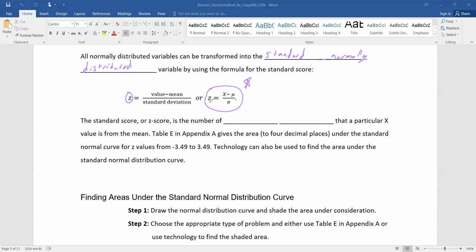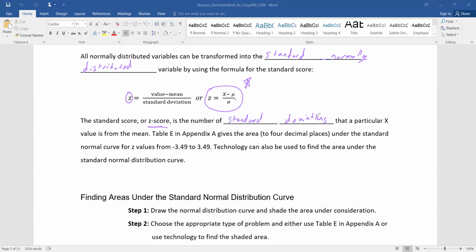And what the z-score again tells you is where you are located on the curve. And then from there, we can determine what percentage of the data is above or below said value. So this standard score, also known as a z-score, again, is the number of standard deviations that a particular sample value is from the mean.